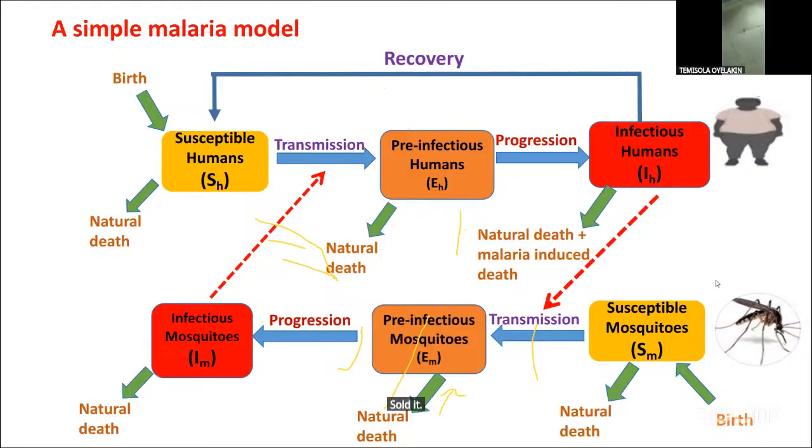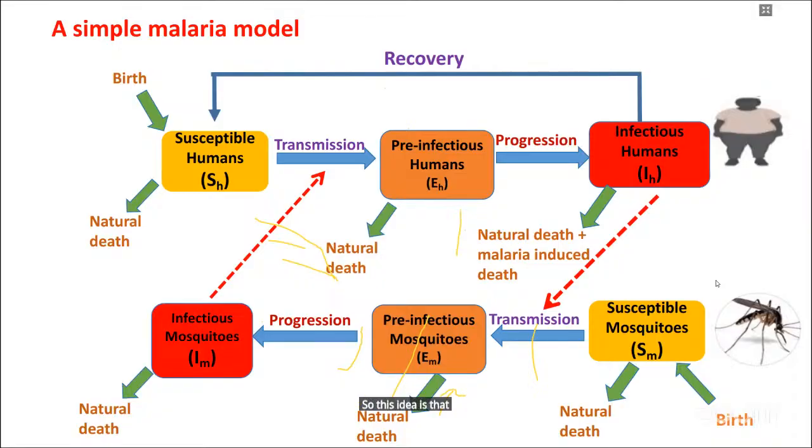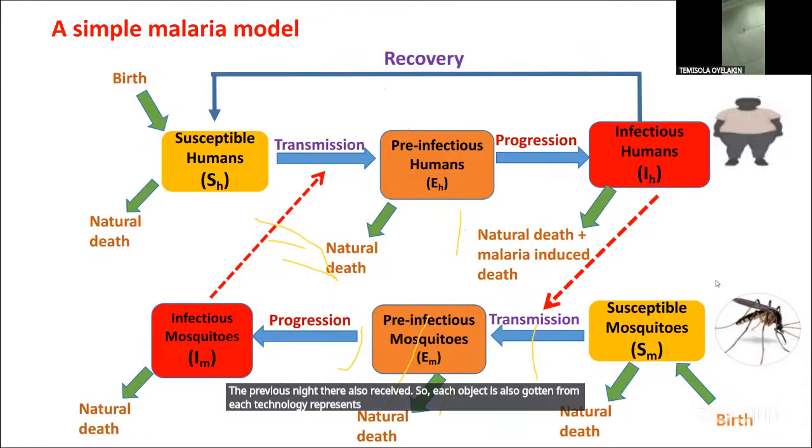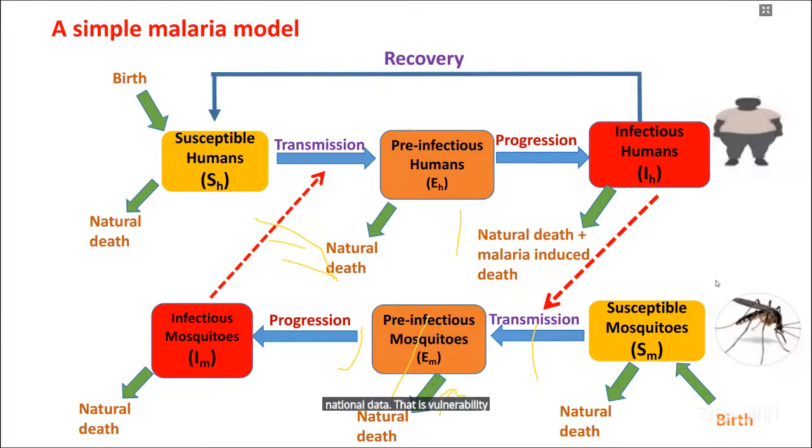So this survey is that people go into houses and ask how they use the nets, with questions like: did you sleep inside your net the previous night? Each of the results is gotten from each state and represents the country's national data. That's one. I don't know if I answered your question.